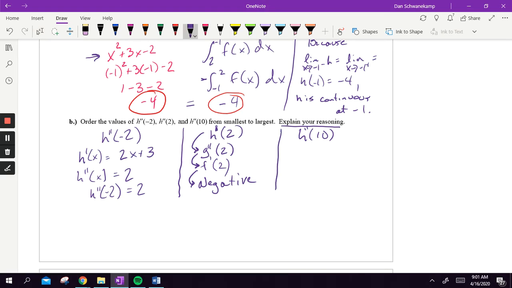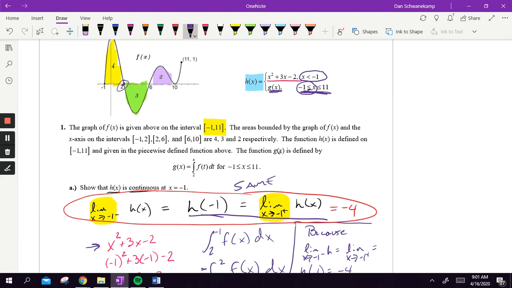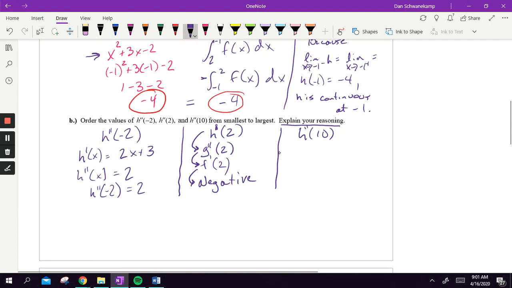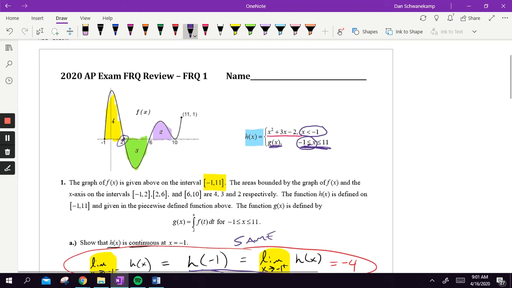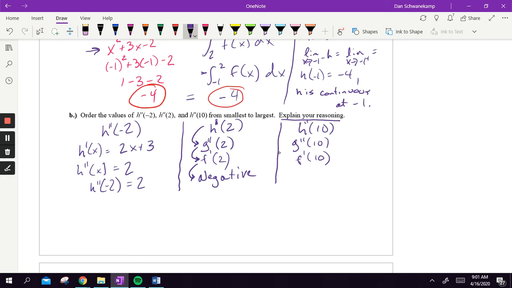I want to find H double prime at 10. So same thing's going to apply here. If I want to find H double prime at 10, that is the same thing as finding G double prime at 10, which is the same thing as finding F prime at 10, which means I'm looking at this graph at the slope at 10. What's the slope at 10? It's 0 because it's a minimum. So this is F double prime at 10.